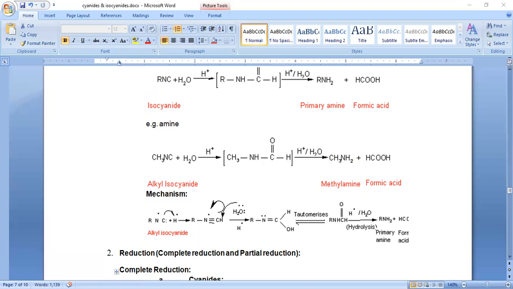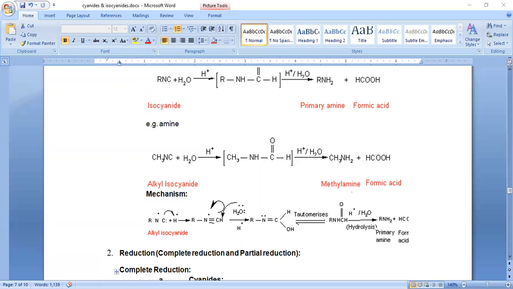At the same time, this carbon has two lone pair of electrons, and this nitrogen also has two lone pair of electrons. But what happens? Which is less electronegative? Carbon is less electronegative, so that's why it readily donates its lone pair of electrons to the hydrogen. So thereby we can get this one. Now it will participate in tautomerization.